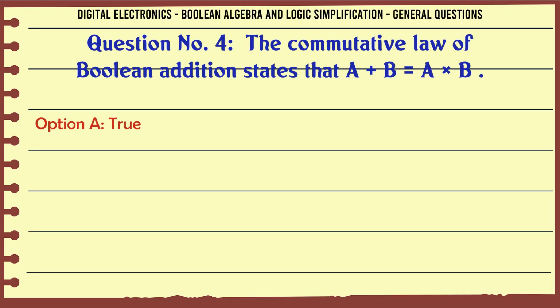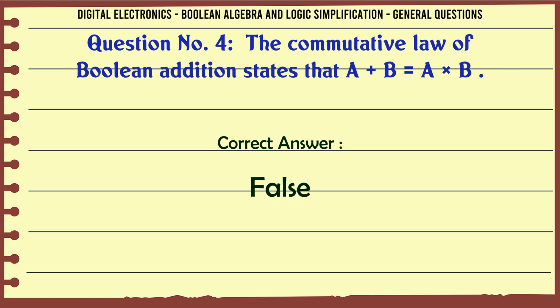The commutative law of Boolean addition states that A B, A true, B false. The correct answer is false.